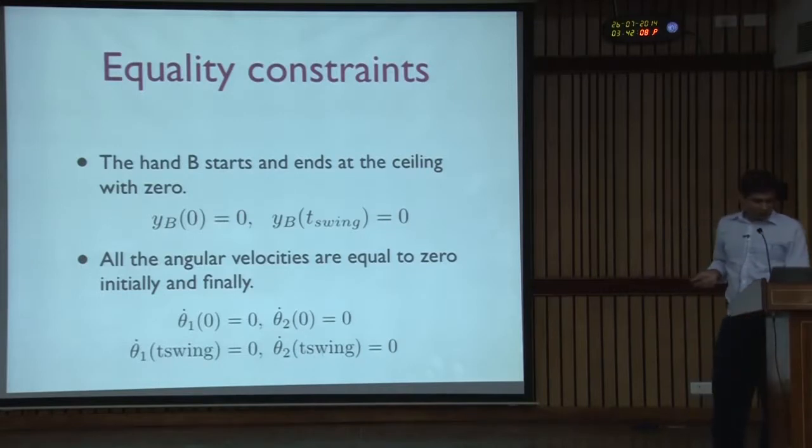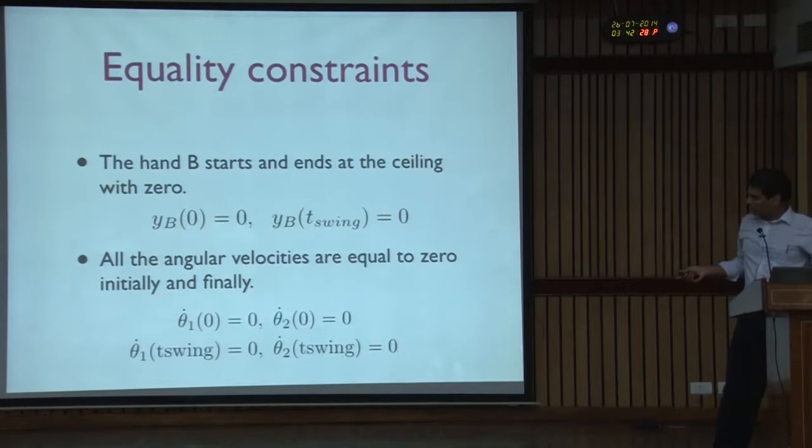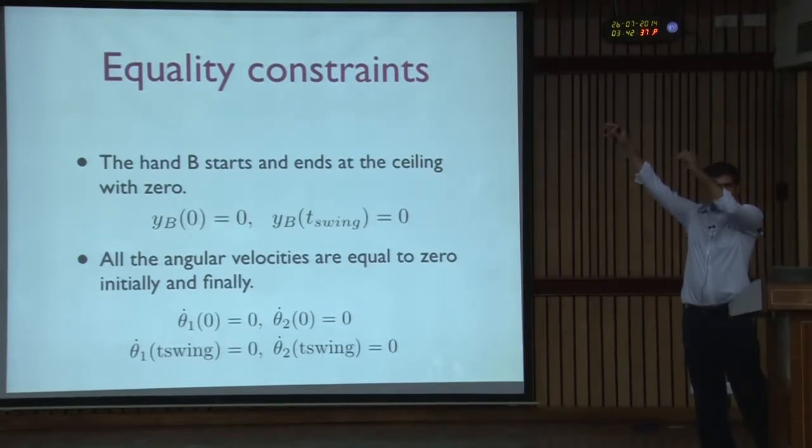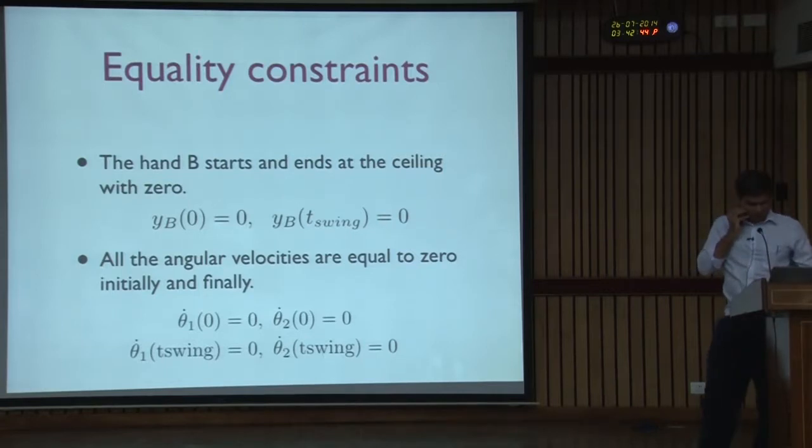So coming back to our problem, we have equality constraints: YB of our 2-segment arm is 0 initially and 0 finally. So YB of 0 is 0, and YB of t swing is equal to 0. And let's say we want a motion in which all the initial angular velocities are 0. In other words, you're starting from rest, and all the final angular velocities are 0, so you're ending at rest. It sounds like maybe an inefficient thing to do, but it's just a problem for now. So you want to design torques for starting and ending at the ceiling with 0 velocity.